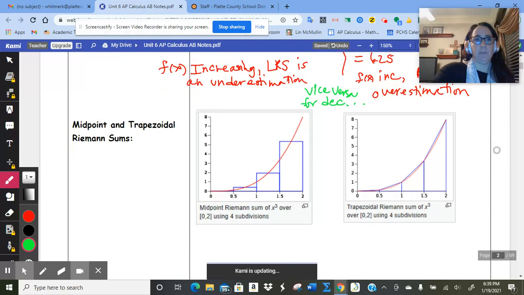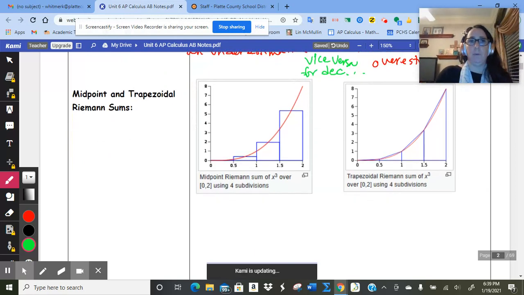All right, so the next two we're going to look at are what are called the midpoint and the trapezoidal. So the midpoint means I go right in the middle of the two, and that's where I touch the function. And then instead of going left or right, I go out and down, like from the middle, out and then I come down.